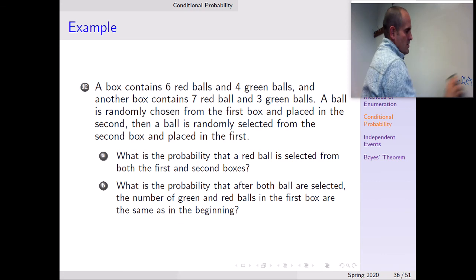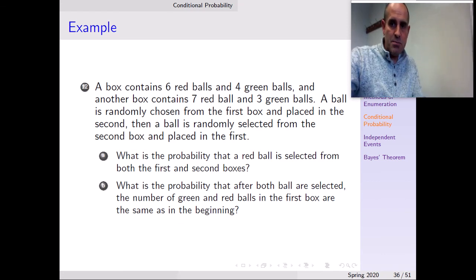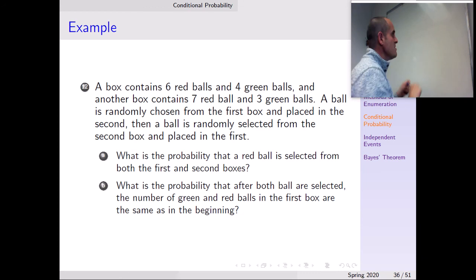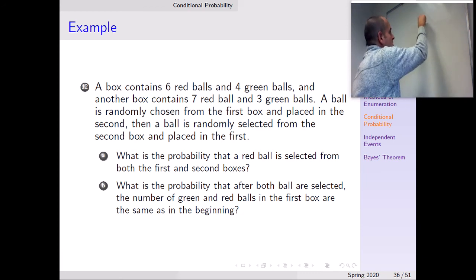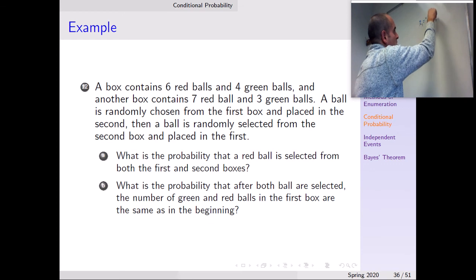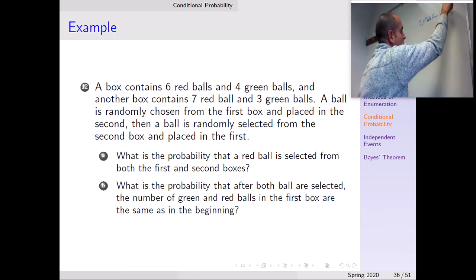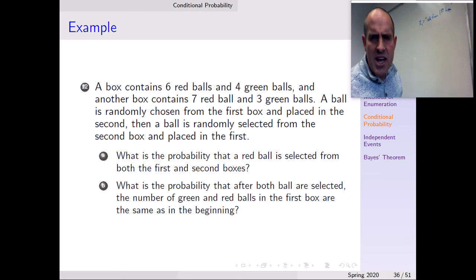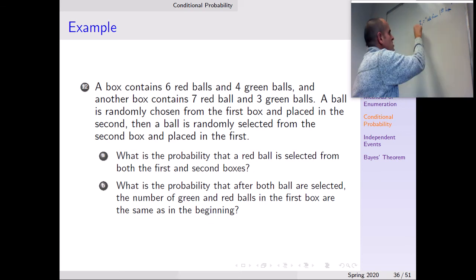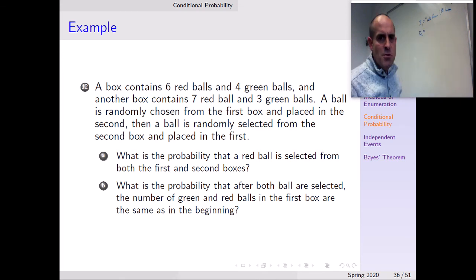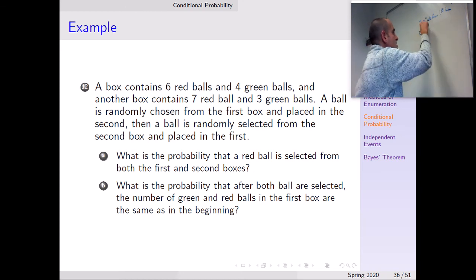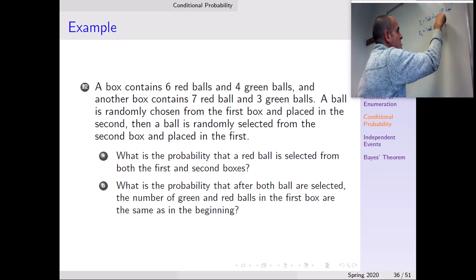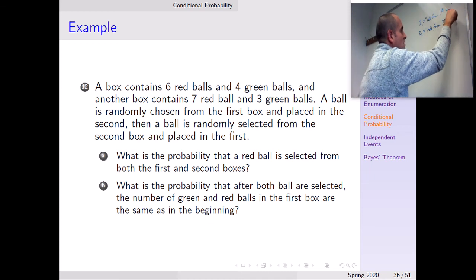So let's introduce some events so that we can talk carefully about what we mean here. Let R1 be red from the first box. And let R2 be the event red from the second box, because remember we're doing this in sequence. So we have a first box and a second box, so we can tell the difference. Like the one on the left is the first, the one on the right is the second.